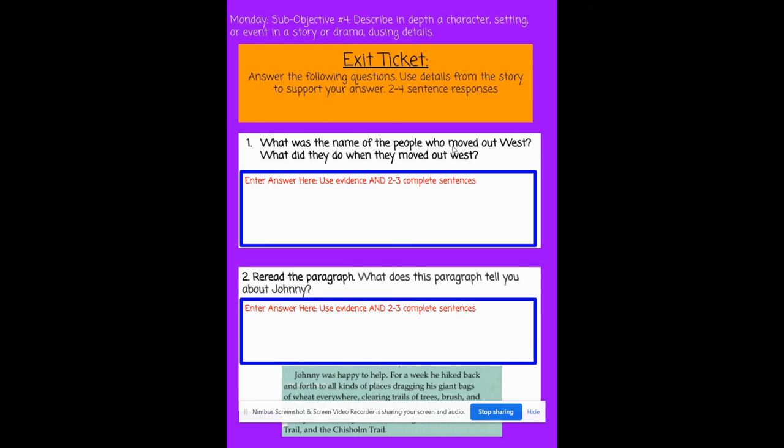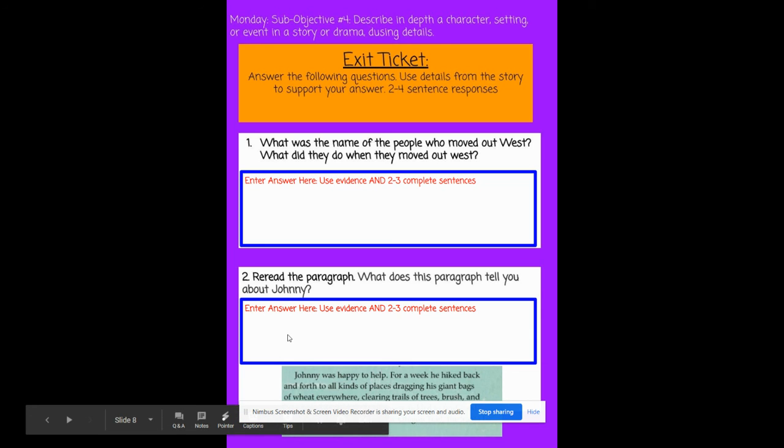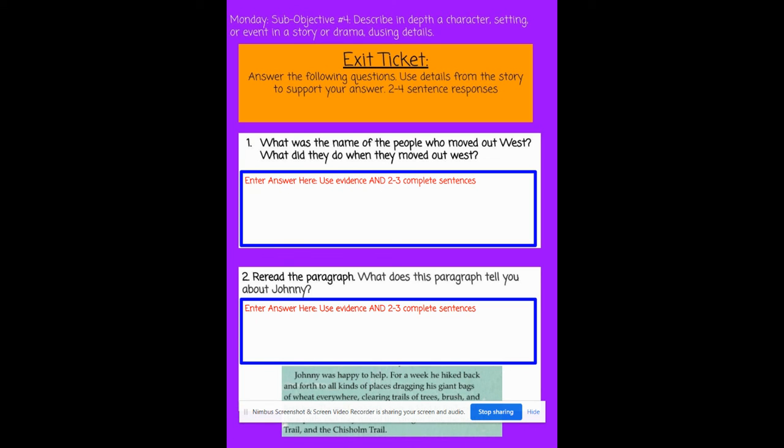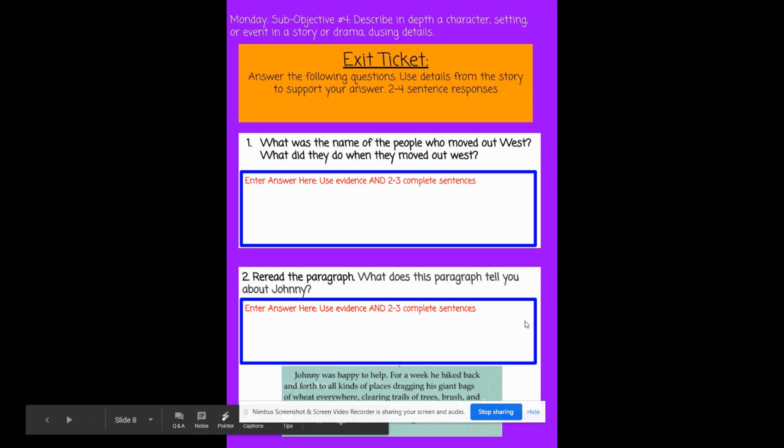What was the name of the people who moved out west? What did they do when they moved out west? There are 2 questions here, so it should be easily done in at least 2 sentences. And then reread the paragraph. What does the paragraph tell you about Johnny? How would you describe Johnny? Going back to that first page, what were his motivations? How was he feeling? Describe Johnny based on this paragraph. Once you are done with that, you can go ahead and submit.